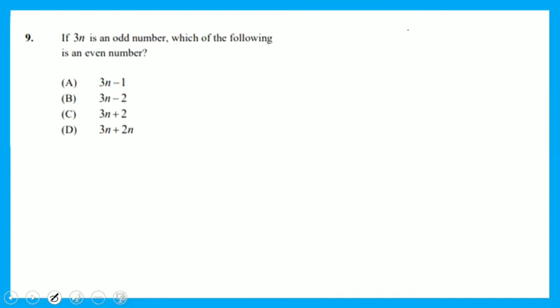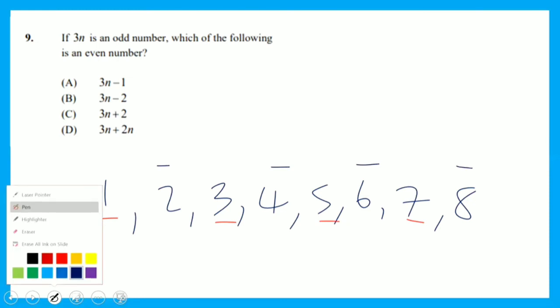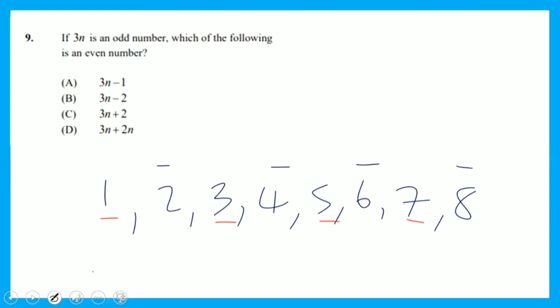Number 9, if 3n is an odd number, which of the following is an even number? So I'm going to use just counting numbers here. We know that these are the odd ones. We also know these are the even ones. Now, if we have an odd number here, 3n, and we subtract 1 from it, will we get an even number? The answer is yes. So any of these odd numbers, if we subtract a 1 from them, we get an even number.